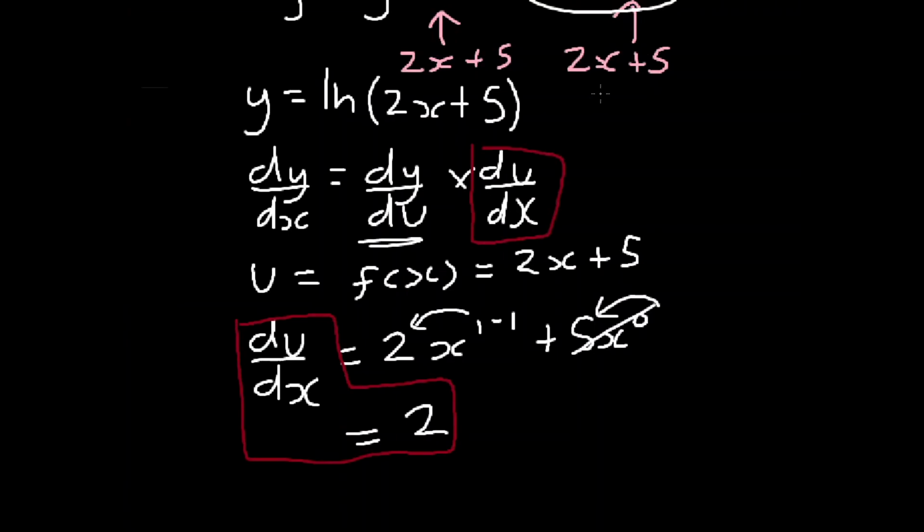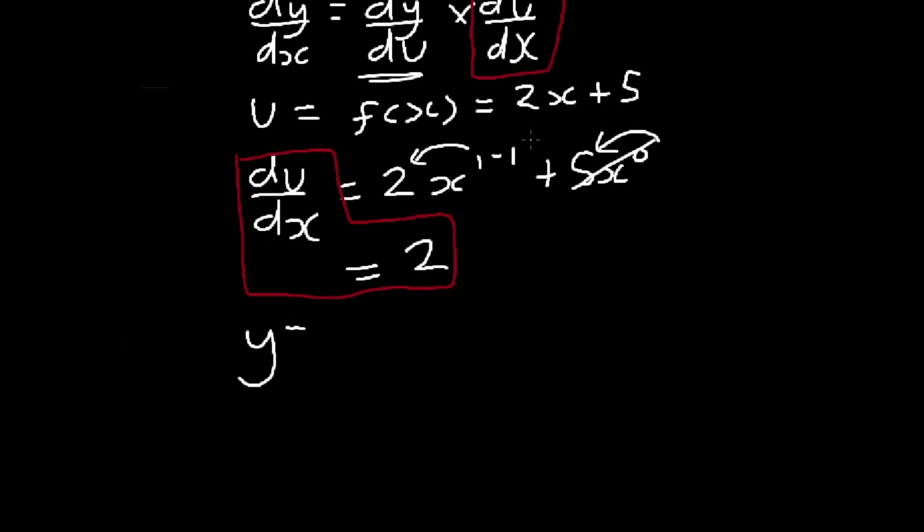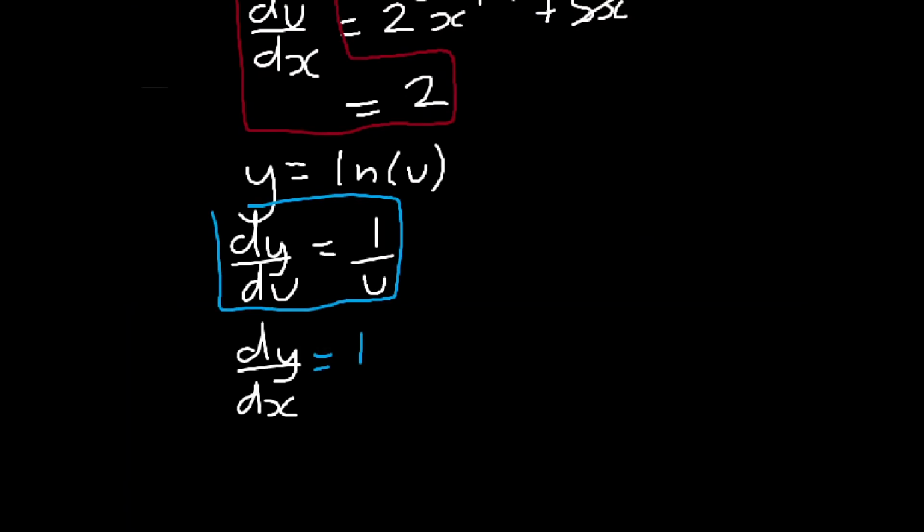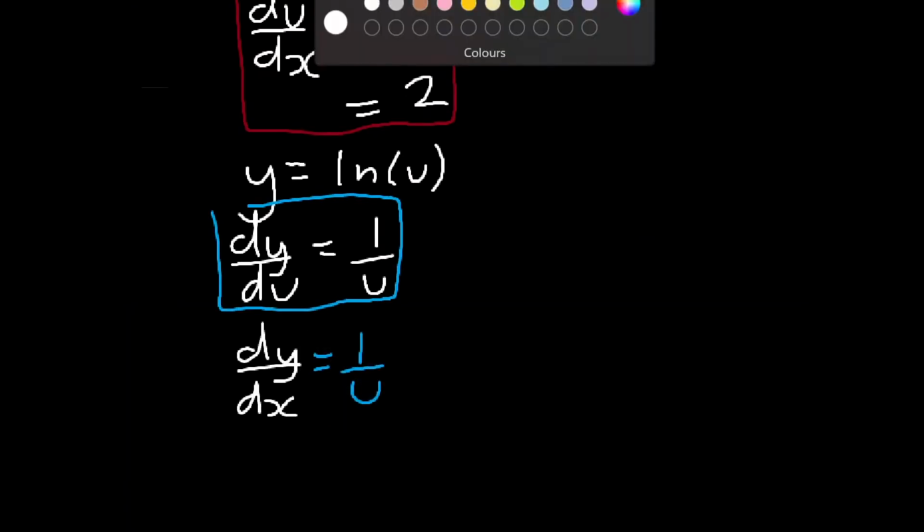But now we need this dy/du. So what we can say is that y is equal to ln u. So when we find dy/du, that is equal to 1 divided by u, because that's the whole shtick about differentiating the natural logarithm. So now we can say finally that our dy/dx is equal to, let's say this thing in blue here, 1 divided by u, times by 2.